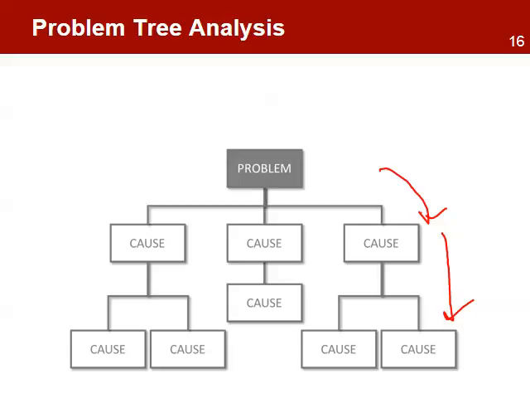The level of causes can be structured under immediate causes, secondary causes, and even tertiary causes. These are the root causes of the problem. They are the roots of the tree.